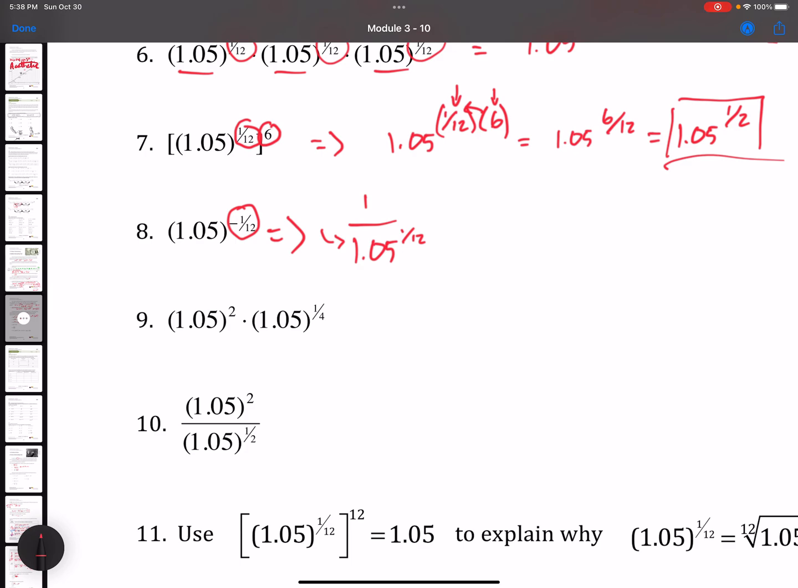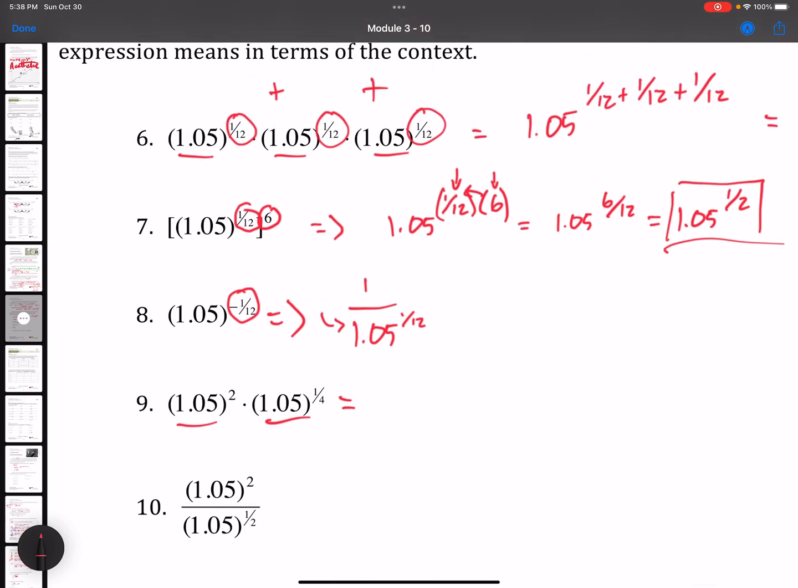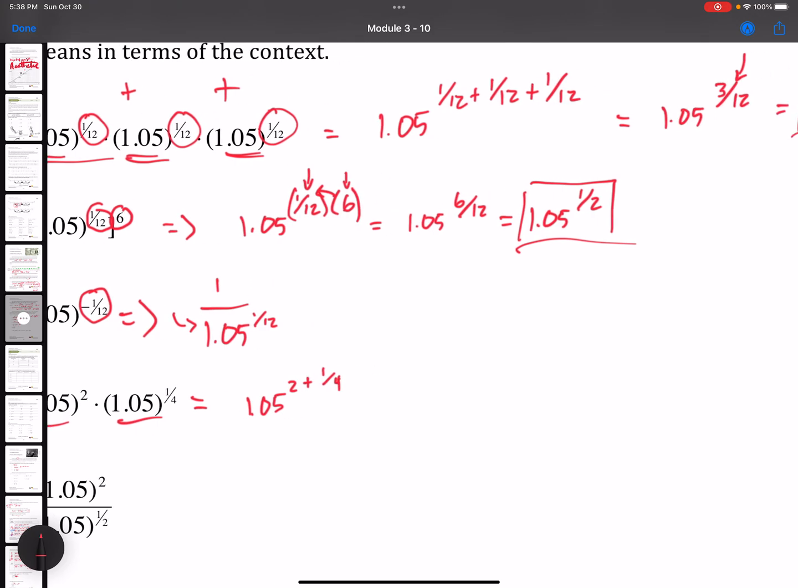Okay, this is number 9. Similar to the other one that we had, it's 1.05 squared times 1.05 to the 1/4. Up here, when we had the bases being multiplied that were the same, all we had to do is add the exponents. So it's 1.05 to the 2 power plus 1/4. Now, if we add that, you could say it's 2 and 1/4, but having a mixed number in an exponent is kind of goofy, so we're going to make that an improper fraction. Improper fractions are okay, mixed numbers are wonky.